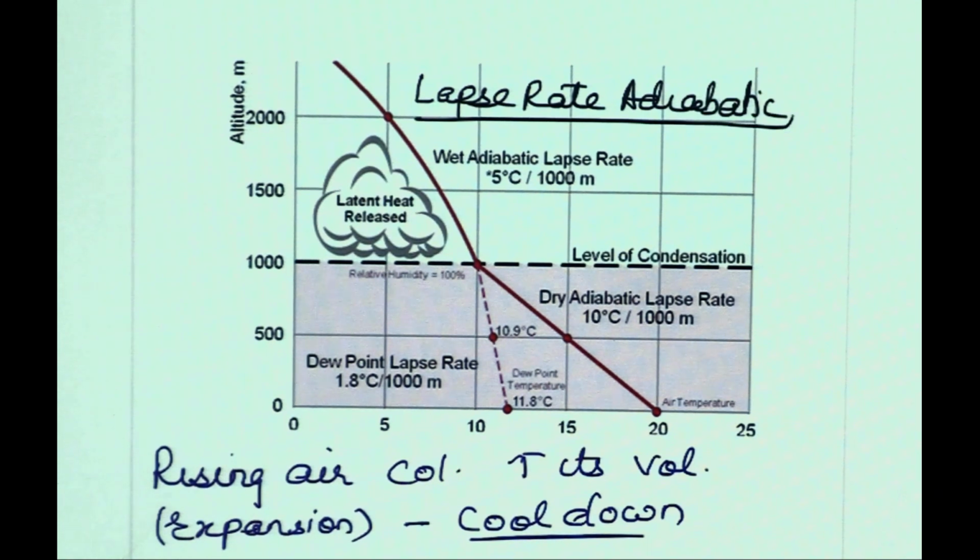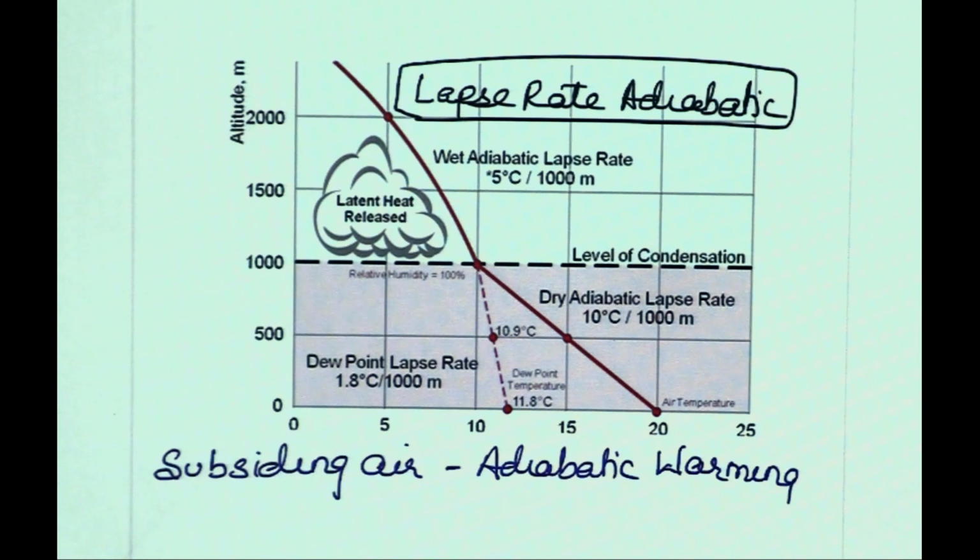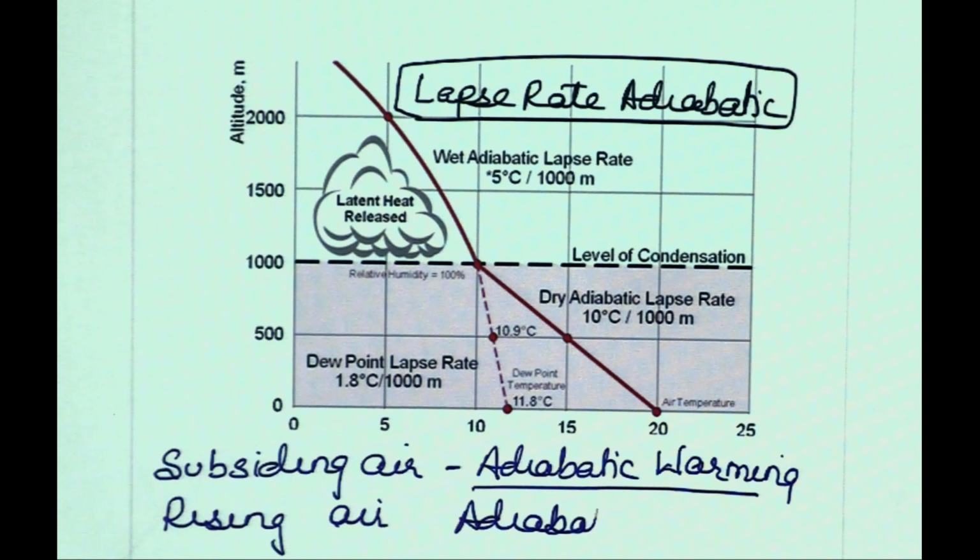So how do I take the adiabatic lapse rate? Adiabatic lapse rate is cooling of the air column as it is subjected to rise. So in continuity, can we easily make another statement? A subsiding air column will be subjected to adiabatic warming. And we have already learned rising air will be subjected to adiabatic cooling. And adiabatic cooling is also referred to as adiabatic lapse rate.